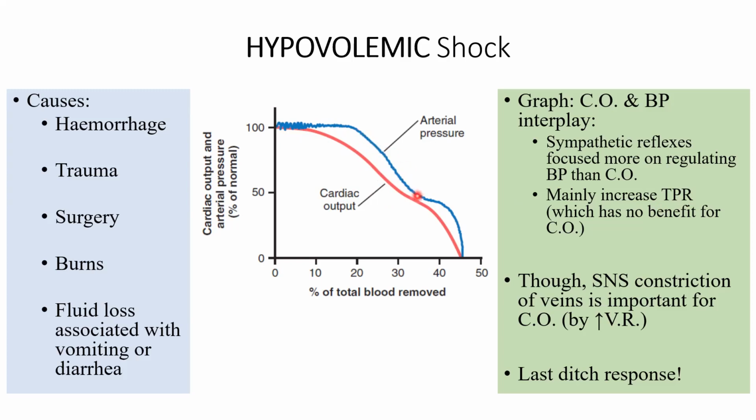However, there's one honorary mention for sympathetics. They do improve the heart rate and cardiac output by squeezing out blood from the veins, vasoconstricting the veins, and improving the venous return. So that's one thing that needs to be mentioned. Okay, so enough about this.